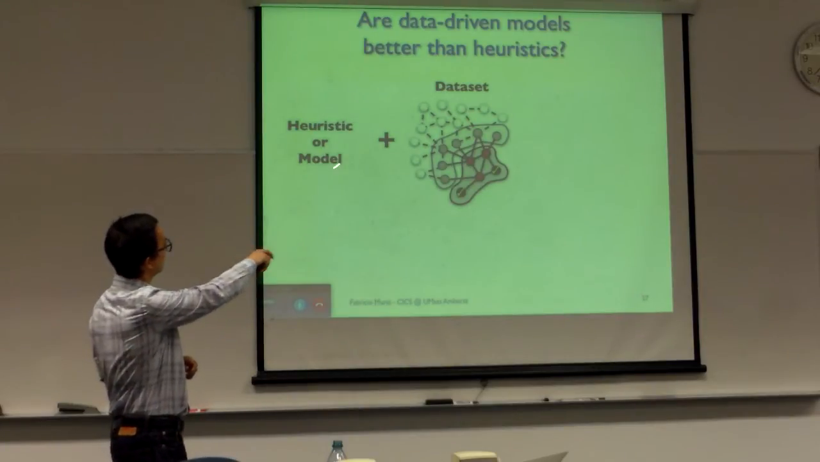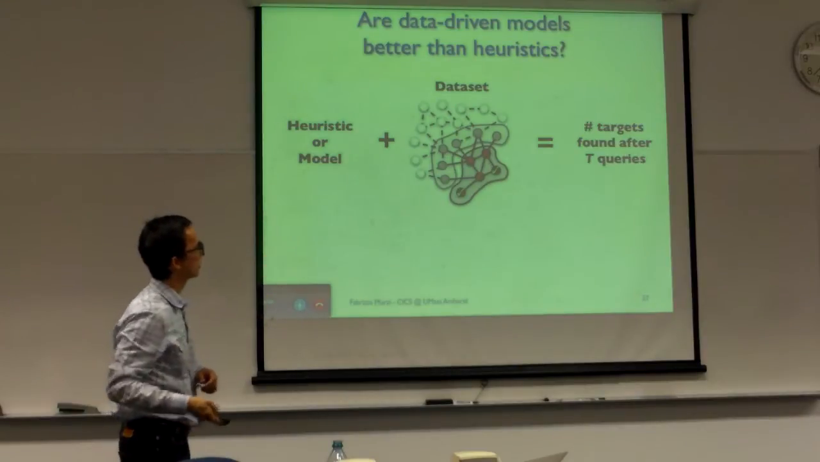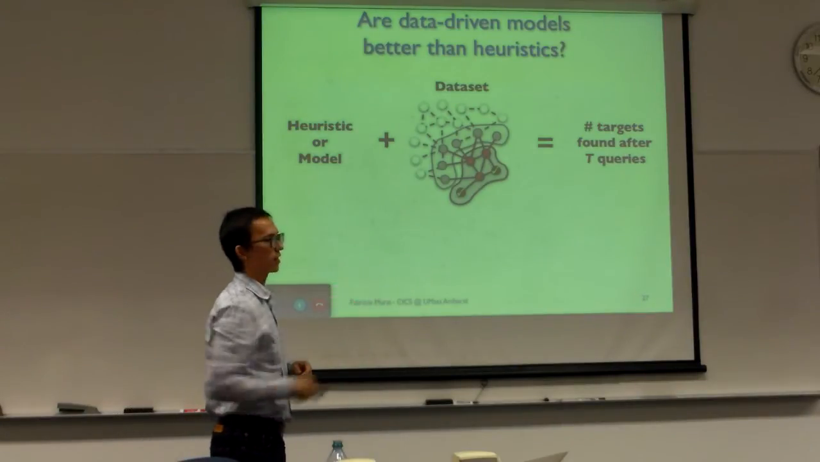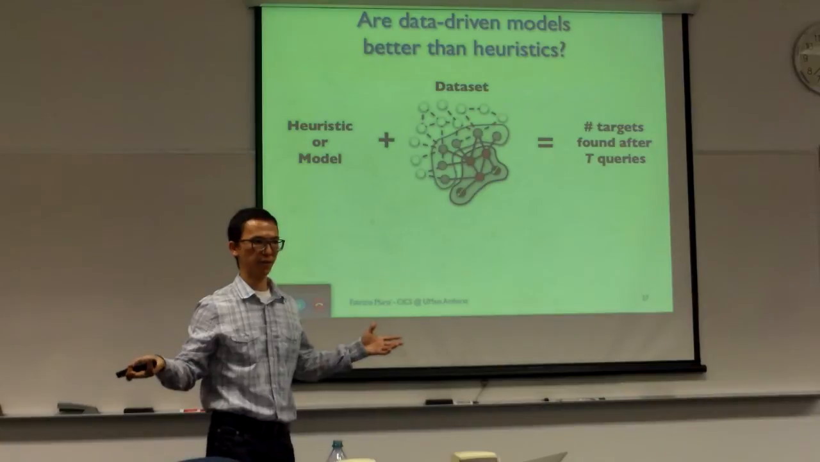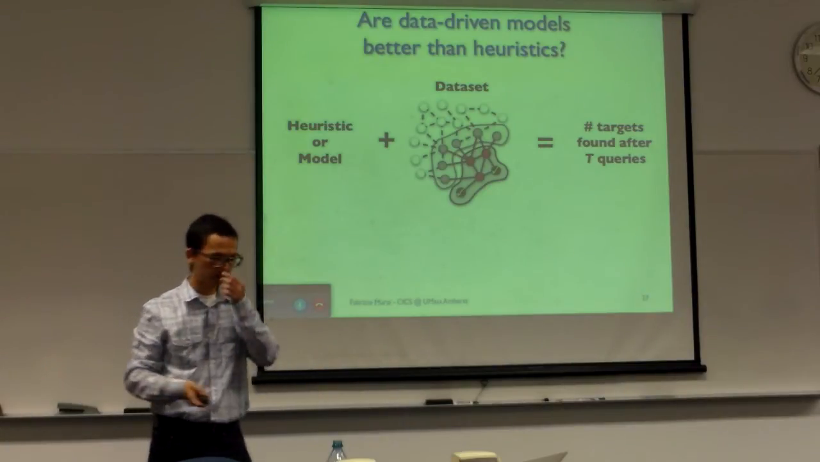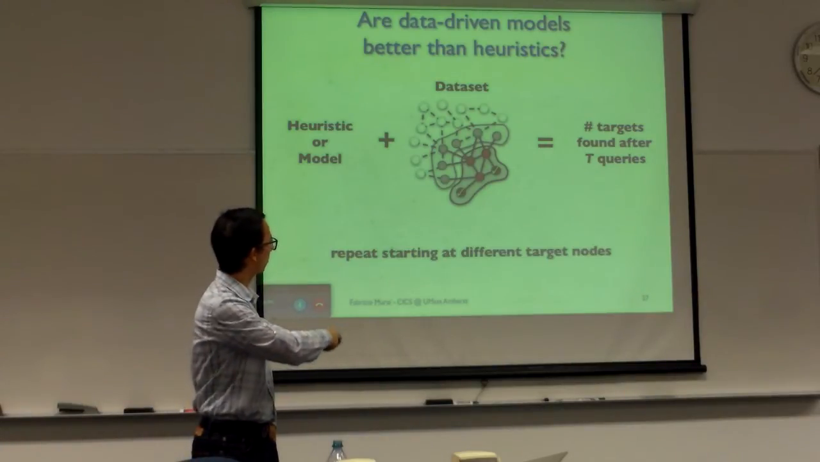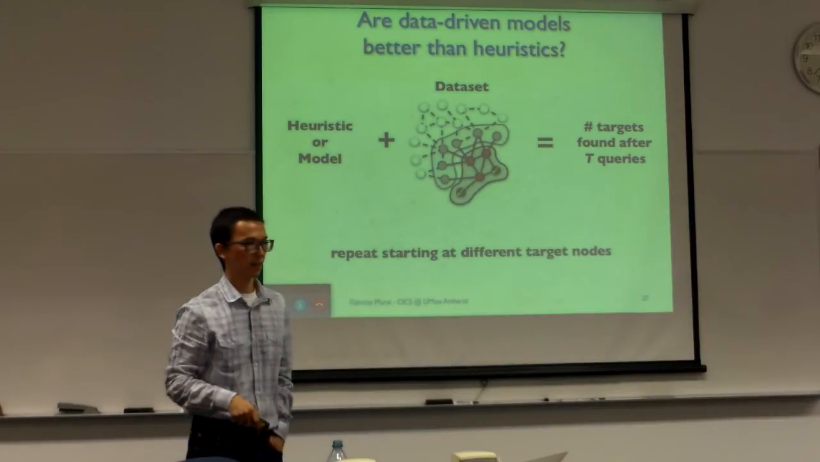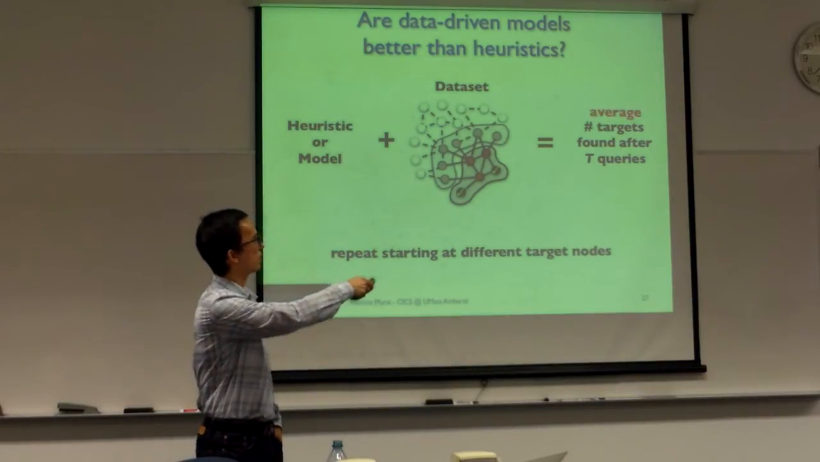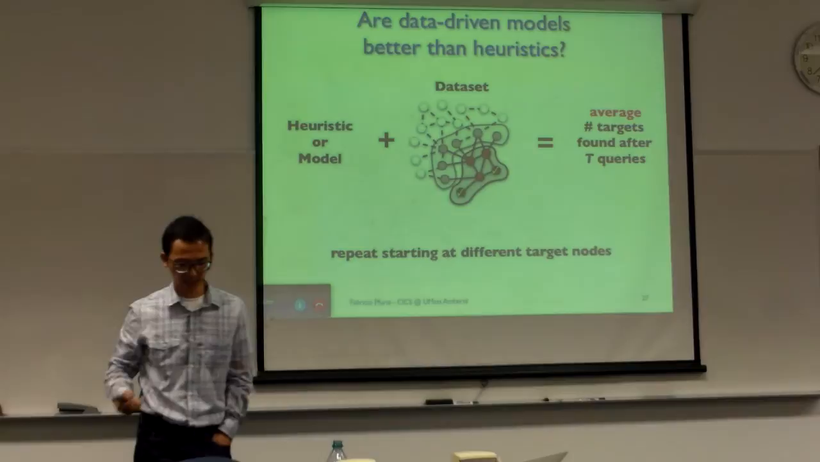And then I simulate the search using the heuristic or the model on this data set and count the number of targets found after a given number of queries. Okay, so I'm going to fix the number of queries. And in fact, I perform this many times, repeating at different target nodes, and compute the average number of targets found as the performance metric.